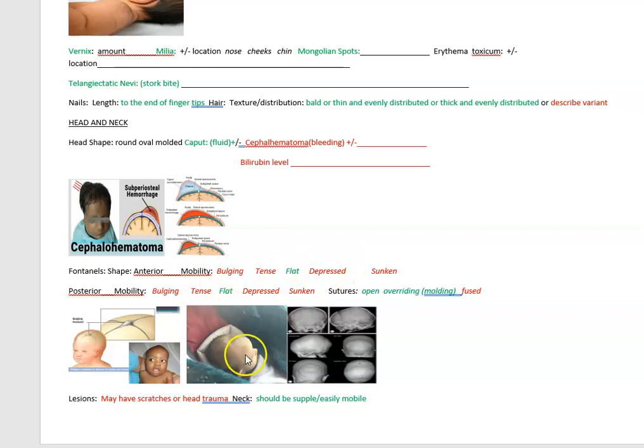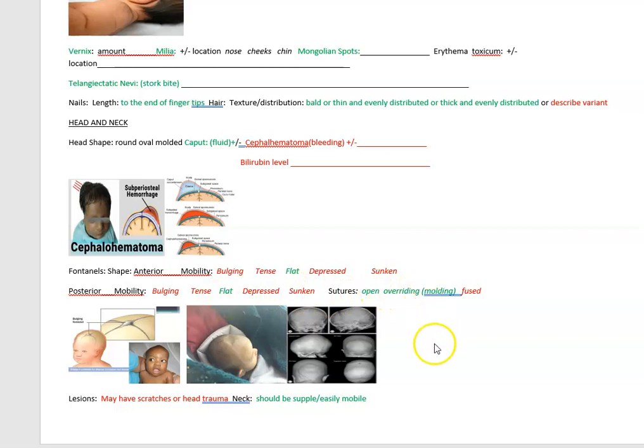Depressed is here. You can see this little depression where the anterior fontanelle is. That can tell us that there's some dehydration. This really actually looks sunken, which is not good. Posterior is a triangle shape. And again, the same things go for the posterior.